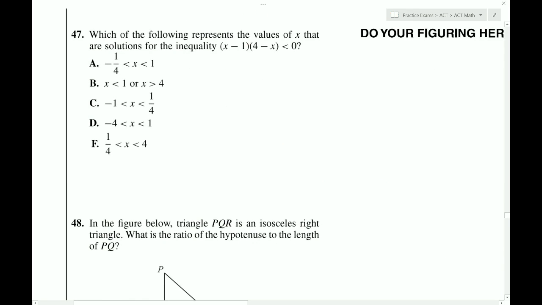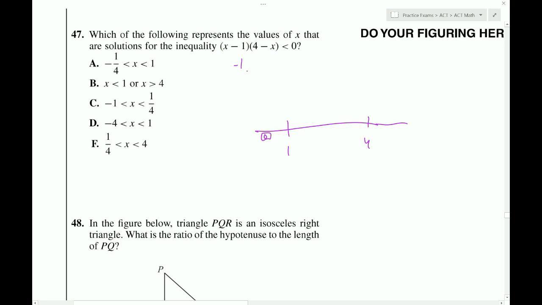Which of the following represents the values of x that are solutions for this inequality? Alright, so if you pretend that it equals 0 for a moment, then you'll find the key numbers. x equals 1 and 4. So we could plot those on a number line and then test the little sections here. We can use the test point of 0 to test out the left hand side here. So if we put in 0 to our original, let's see what we would get.